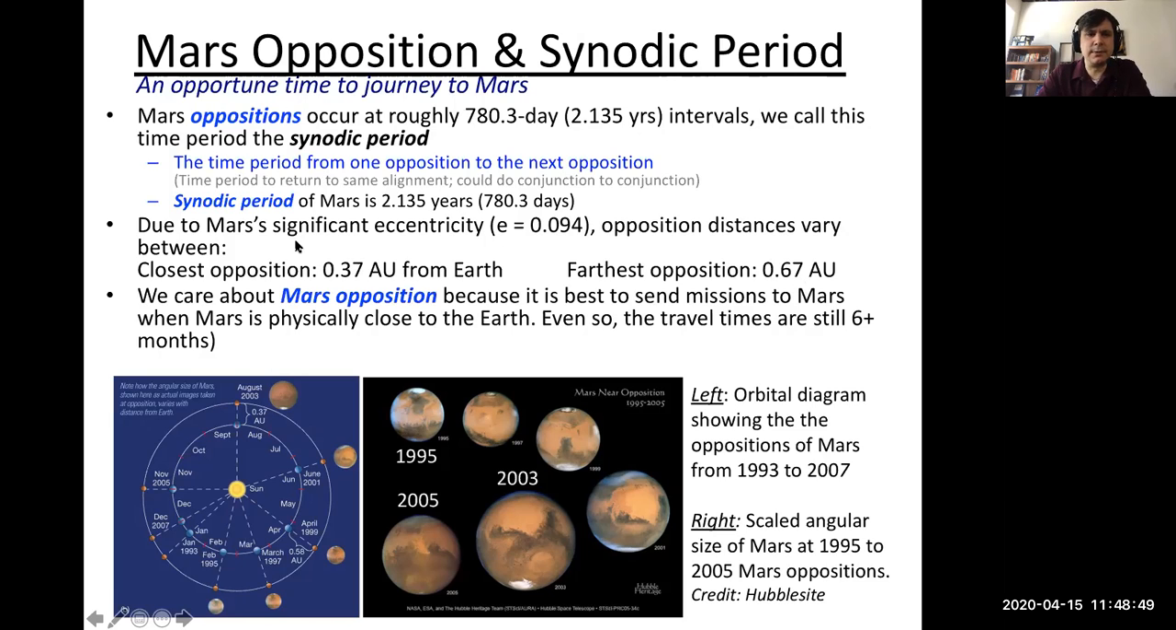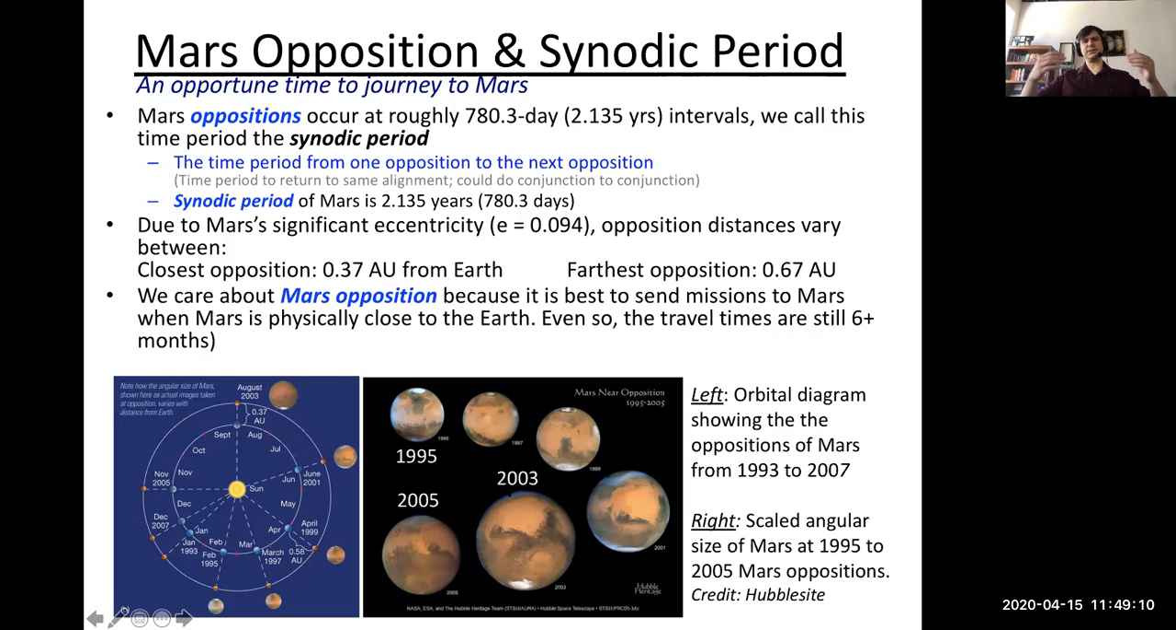We look for oppositions near perihelion, which become wonderful times to study Mars. As you can see, it actually is easier to see. These are all images with the same telescope. So this is all with Hubble. And it's whenever Mars is at opposition at aphelion versus, say, Mars at opposition at perihelion.